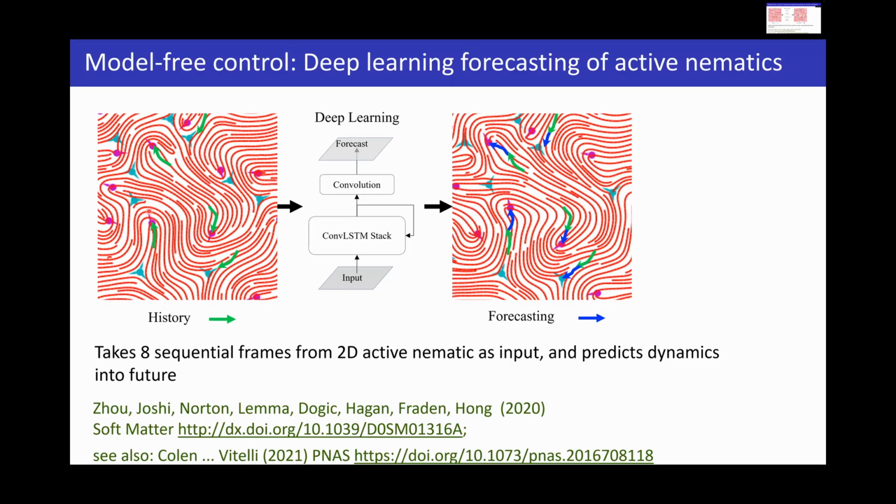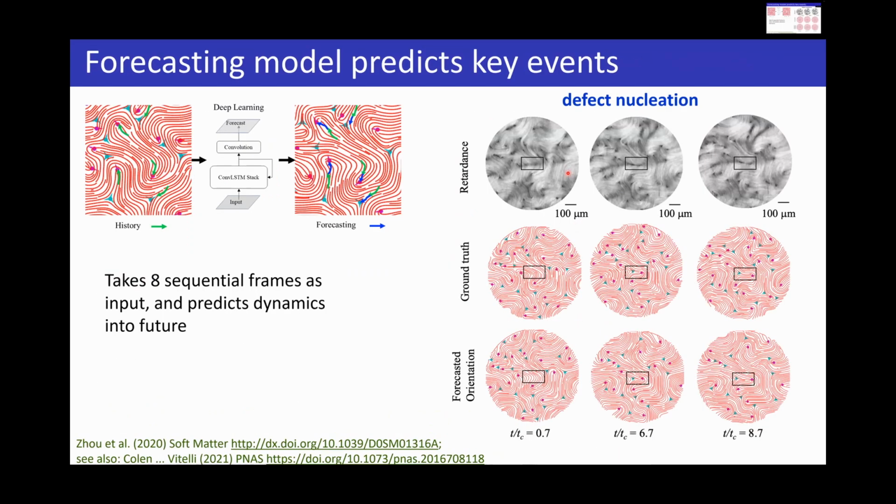So these were fluorescence images from the experimental data. You would take a sequence of those images, feed them into your neural net, and then it would predict the dynamics into the future. And this actually worked pretty well. I'm showing an example on top where it's the real experimental data. And what you're seeing is the spontaneous formation of a defect pair.